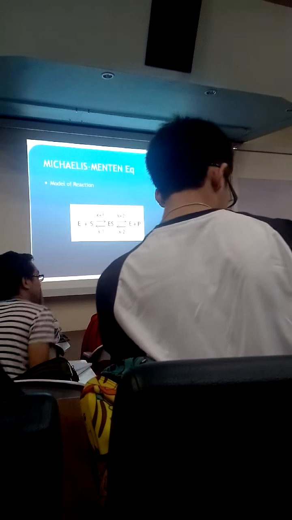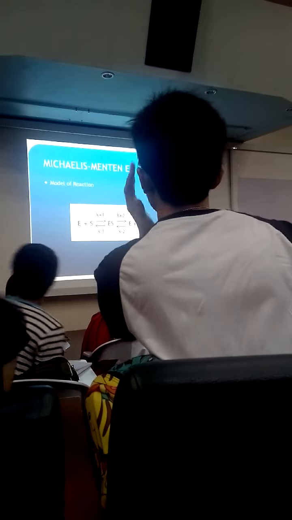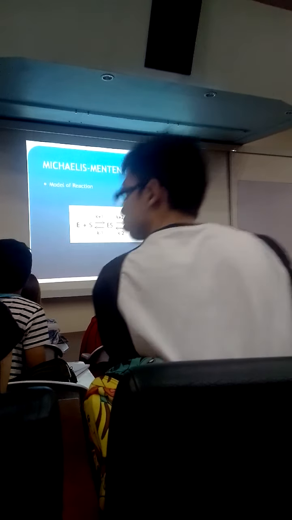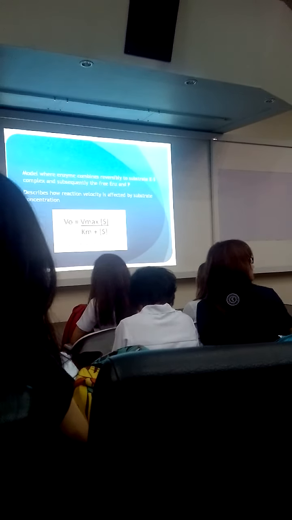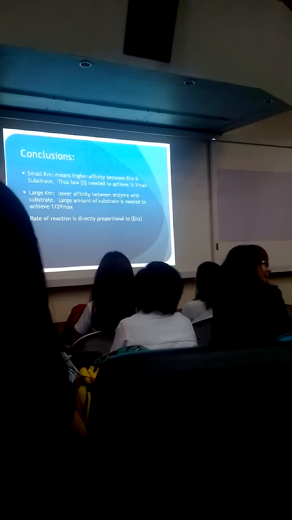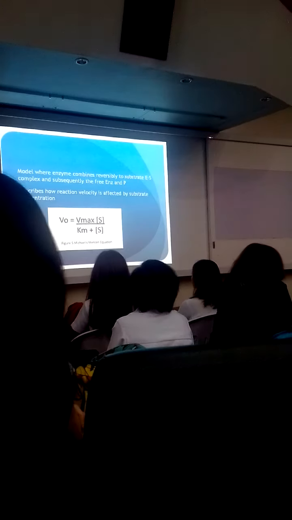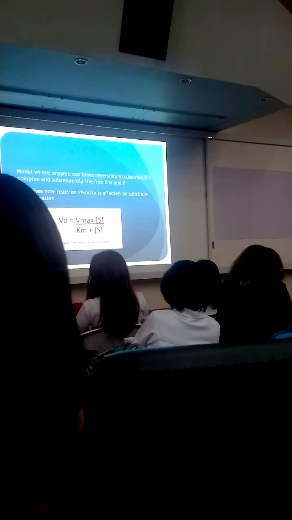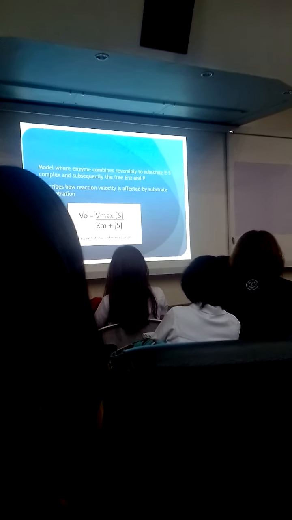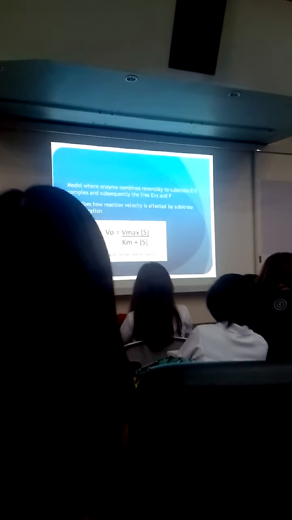So from this equation, Michaelis and Menten decided to determine the relationship of your substrate concentration with regard to the rate of your enzymatic activity. So this is the formula that they derived. Unfortunately, I could not understand the mathematical process directly. Basically, velocity is equal to Vmax multiplied by your substrate concentration over Km plus your substrate concentration.